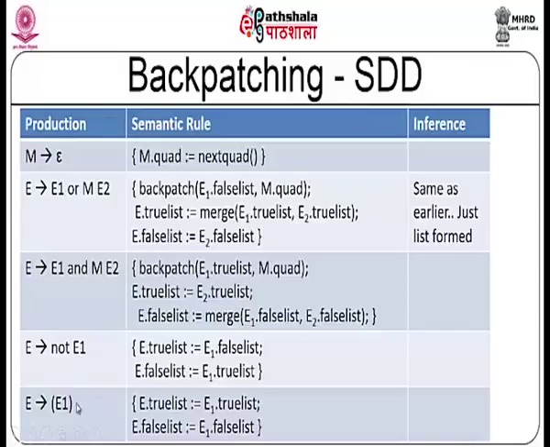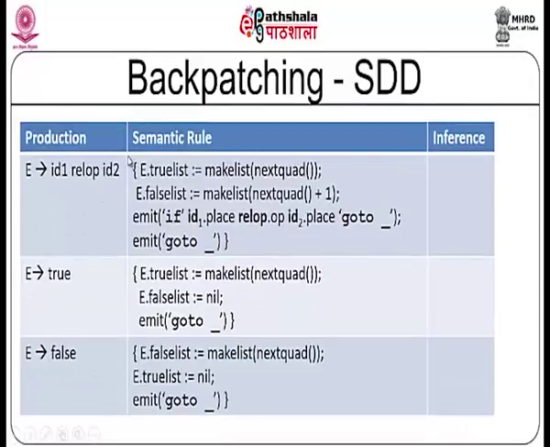So the other two are exactly similar. E produces not E1 and E produces E1, where here the true list and false list are reversed. Here the true list and false list are same. So rather than creating a simple label, you are creating a list of labels, and you will know the pointer corresponding to the head of the list. Going ahead with this, again here E dot true list will be make list of next quad, E dot false list will be make list of next quad plus 1.